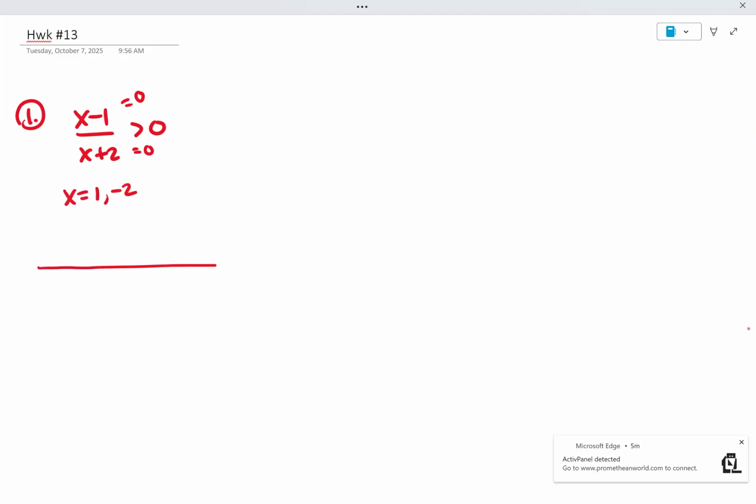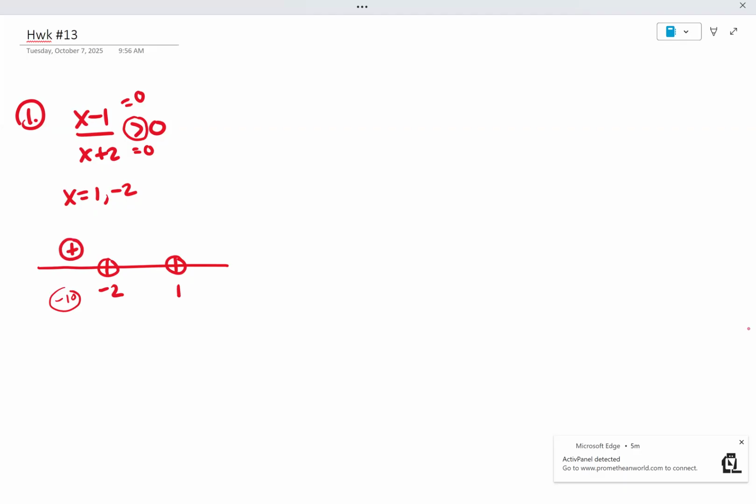You put down your number line, -2, 1. There is no equal to on this, so everything's an open circle. If I pick -10 as a test point, I'm going to substitute this in for x, and I'll get -11 over -8. We don't really care what the number is. It's just that a negative over a negative is a positive.